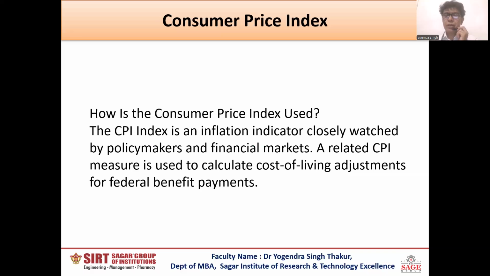How is the Consumer Price Index used? This is the most important and common question about the CPI. The CPI index is an inflation indicator closely watched by the policymakers, closely watched by the financial markets. A related CPI measure is used to calculate cost of living adjustments for the federal benefit payments.